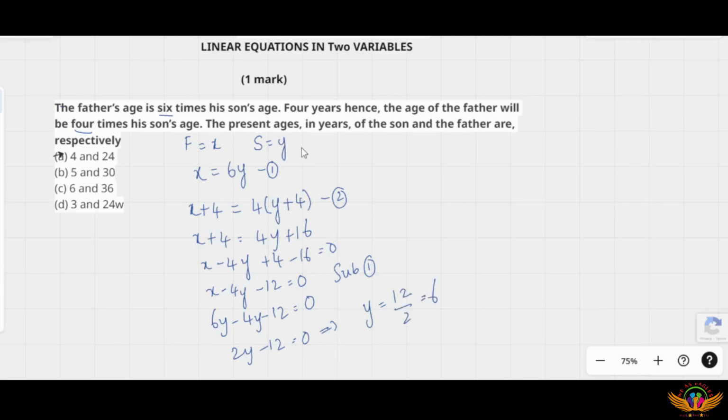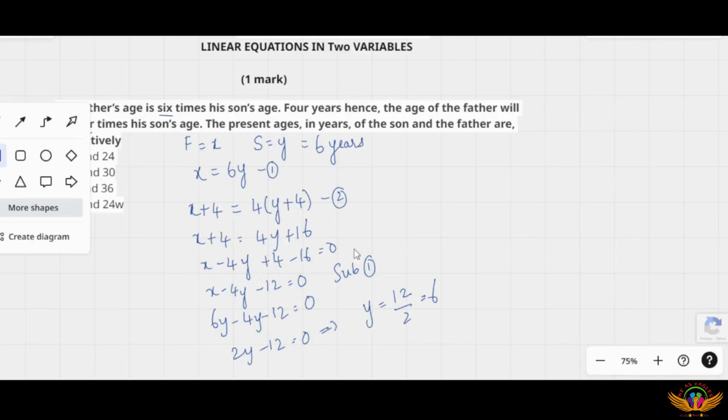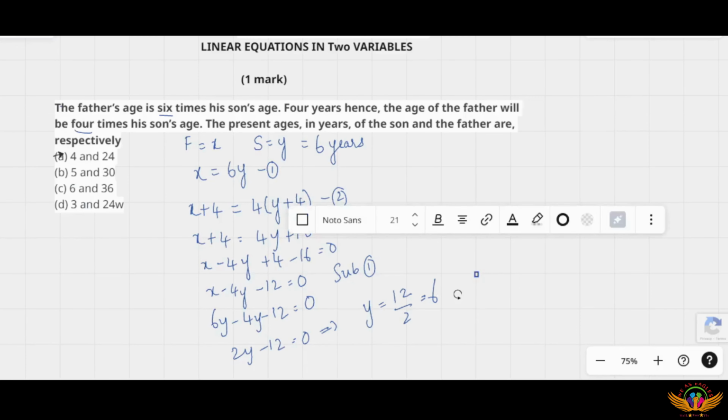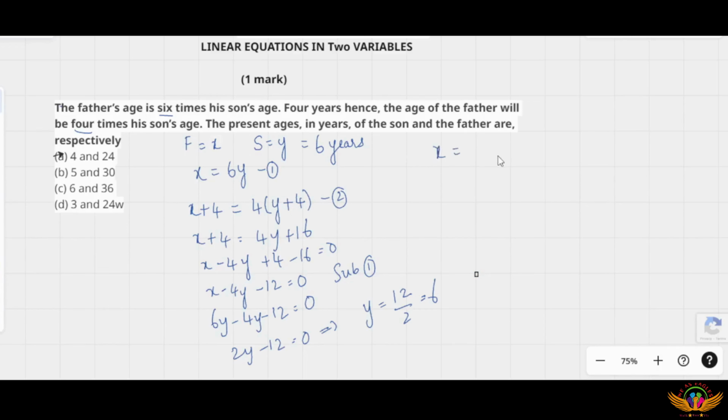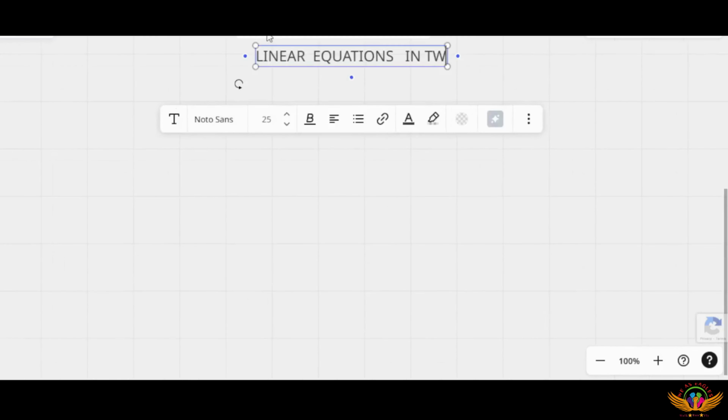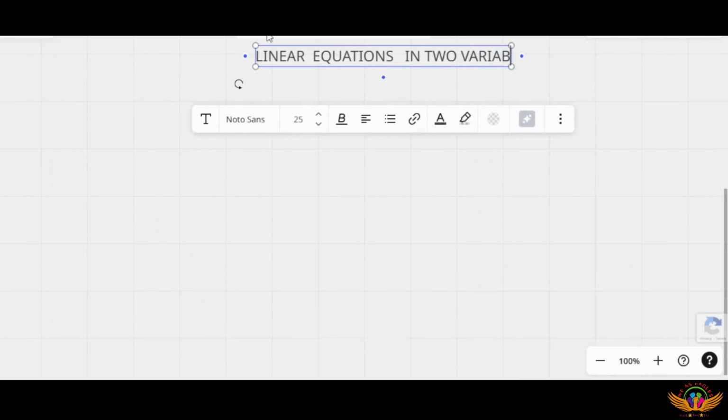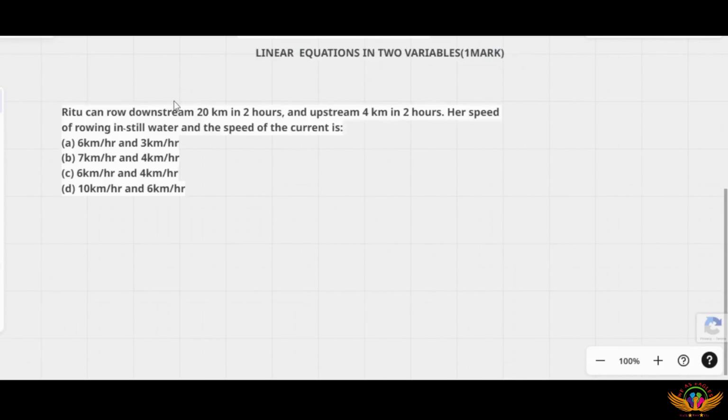What is y? Son's age. The son's age is 6 years. And what is x? The son's age is 6 years and x value is equal to 6 into y. That is 6 into 6, 36 years will be the father's age. So father is 36 and son is 6. Yes, and this is the answer. Yes, let us move to the next question.